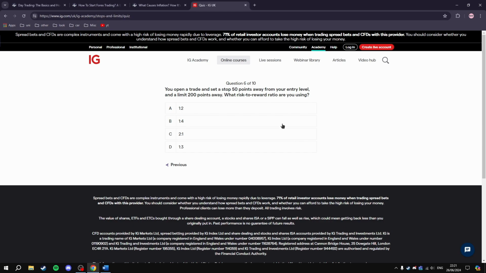Yeah. You open a trade and set a stop 50 points away from your entry level and a limit 200 points away. What risk to reward ratio are you using? So your risk is 50, your profit is 200. Simplify that down, that's 1 to 4, because 4 times 50 is 200.